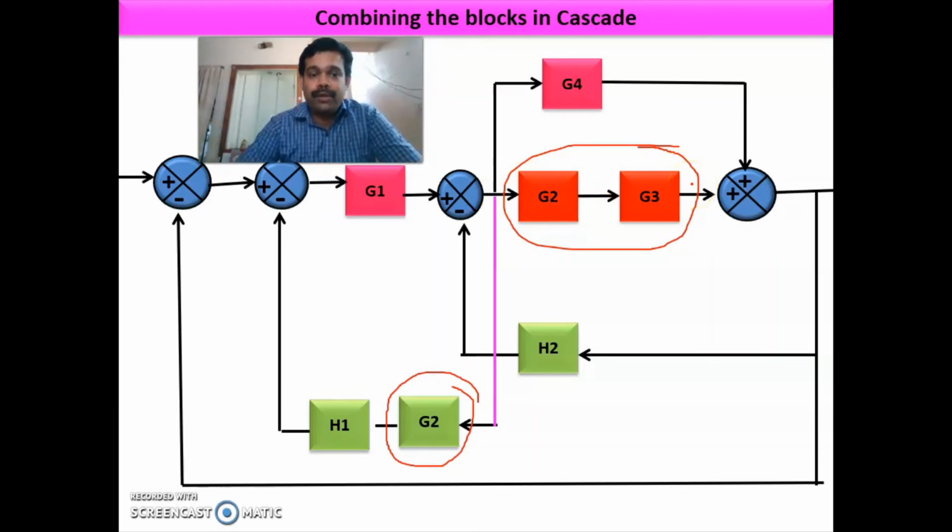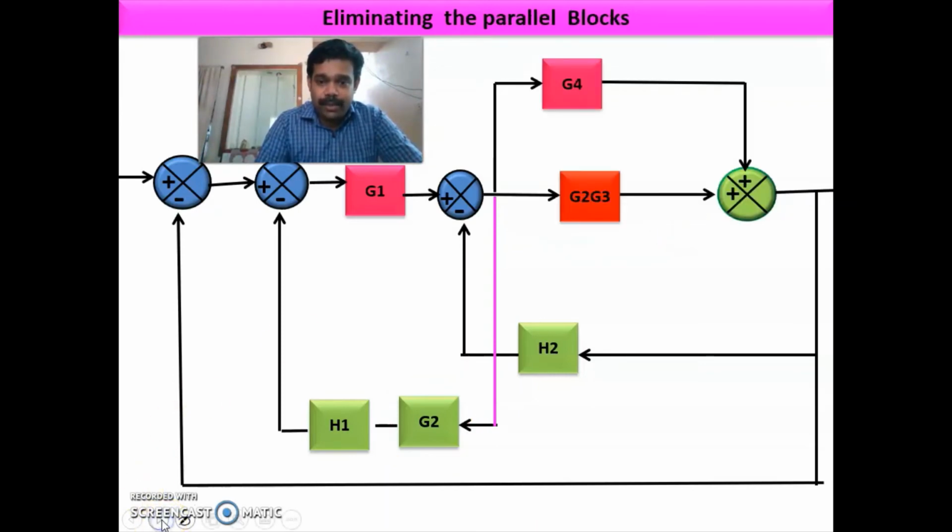If you have two blocks in cascade, the gain of the combined block is nothing but the product of the individual blocks. Here the gain of the first block is G2 and the gain of the second block is G3. The gain of the combined block is nothing but G2 G3. So we have combined the cascaded blocks into one block.